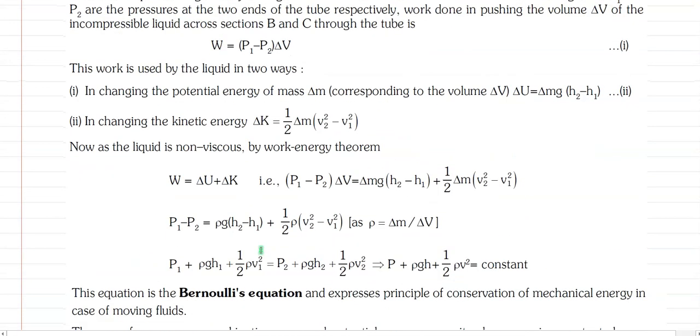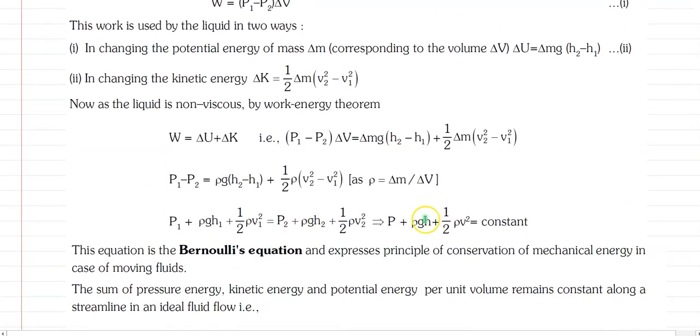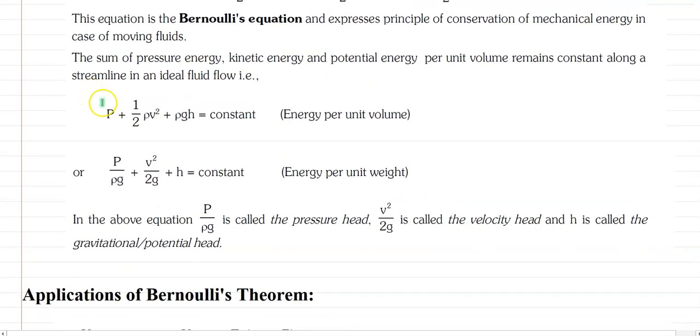Okay, there is a proof. Just see the conservation of energy: P plus half rho v square plus rho g h is constant. So from this, P plus half rho v square plus rho g h, if I divide by rho g, then we get another form of this equation: P by rho g plus v square by 2g plus h is equal to constant. This P by rho g is called pressure head, and v square by 2g is called velocity head, and h is called gravitational or potential head.